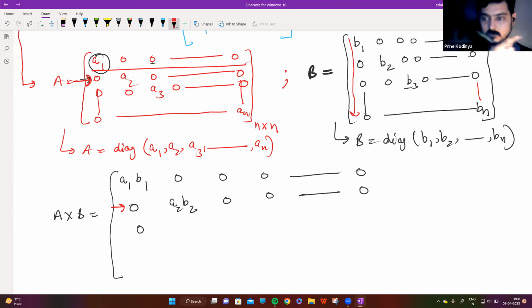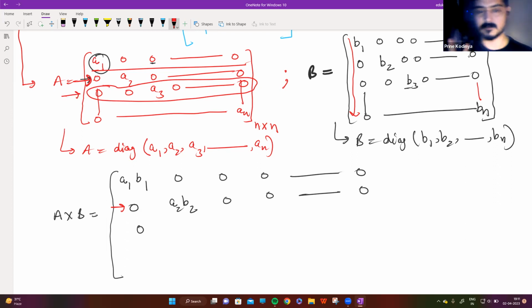So for the third row, you have to multiply the third row of A with the first column of B, then the second column of B, then the third column of B, and subsequently with all the columns of B. Now let's take the third row of A. You've taken the third row of A, multiply it with the first column. 0 into B1 is 0. And all the other elements are 0 because all other elements are 0. So we have to focus on these two things only.